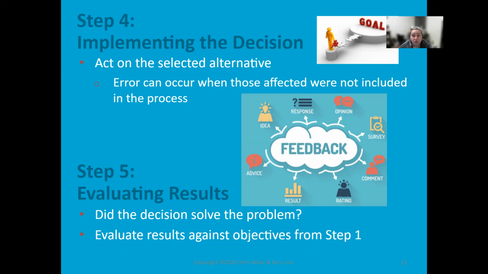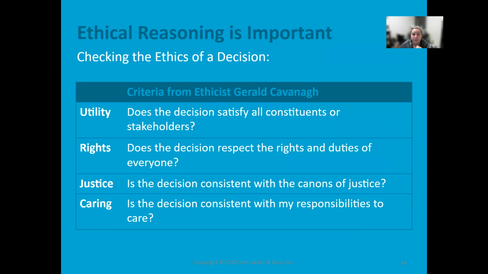Is this resolving it? Do we need to reevaluate and maybe start back at step 3 and think about more decisions? Anyway, so that's steps 1 through 5 of decision making, based on the way our book evaluates decision making. Okay. So back to those ethical reasonings.